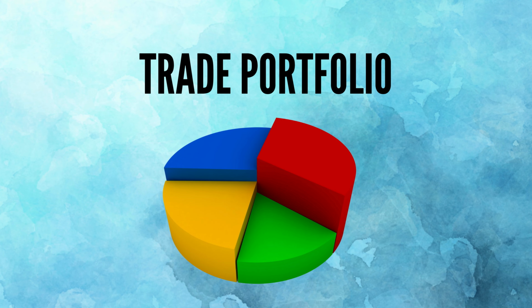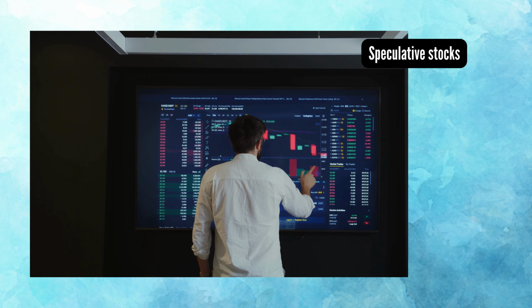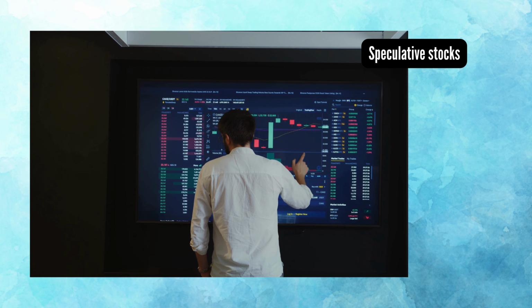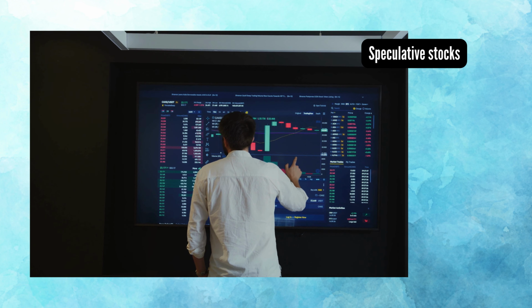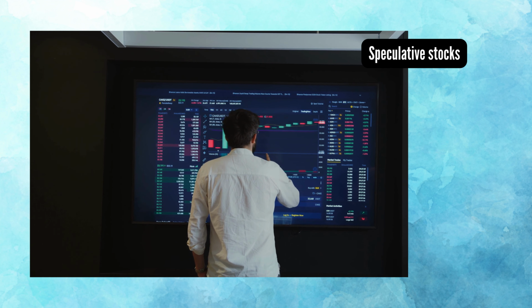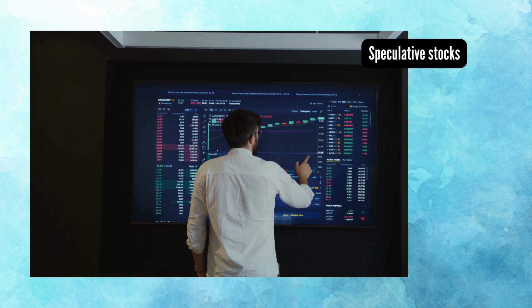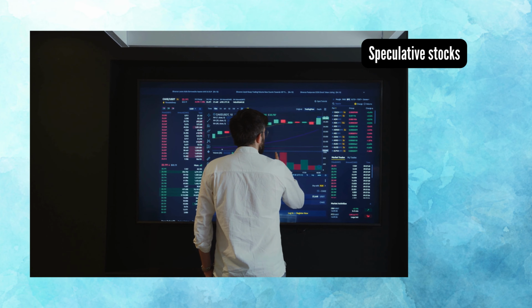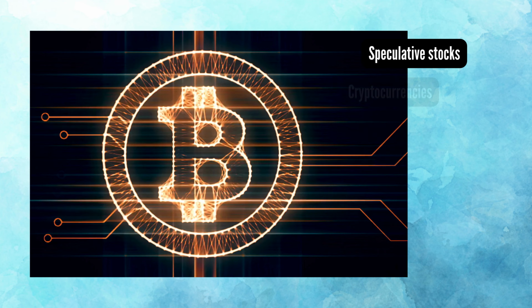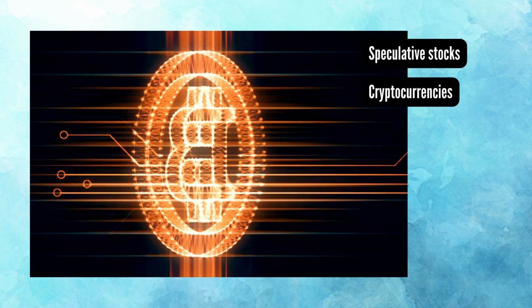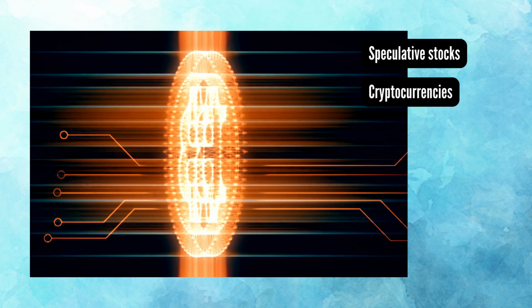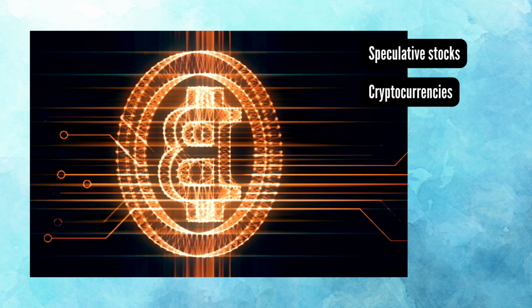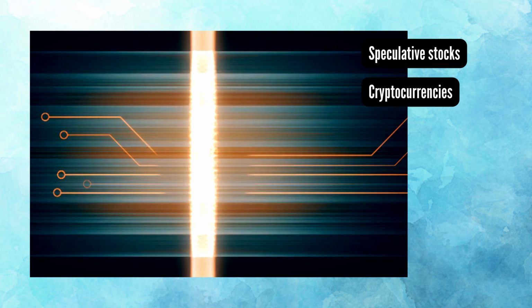Trade portfolio. The trade portfolio is where I engage in more active trading and speculation. Here, I focus on speculative stocks that have the potential for quick gains based on market movements or specific events. These stocks are highly risky and require constant monitoring and a willingness to act quickly according to market developments. Cryptocurrencies are another part of my trade portfolio. Although the cryptocurrency market is extremely volatile and risky, its potential for high returns is undeniable.